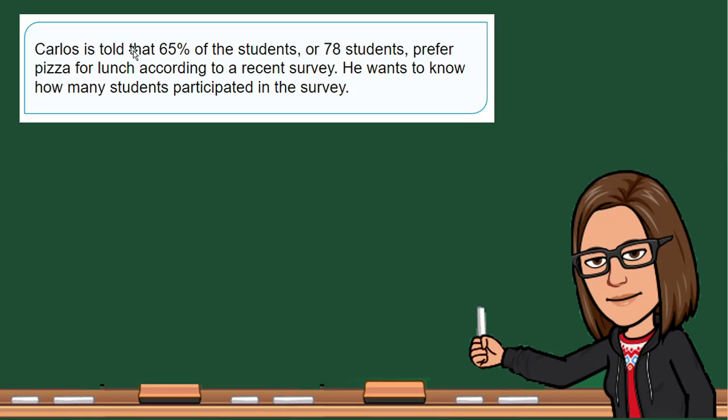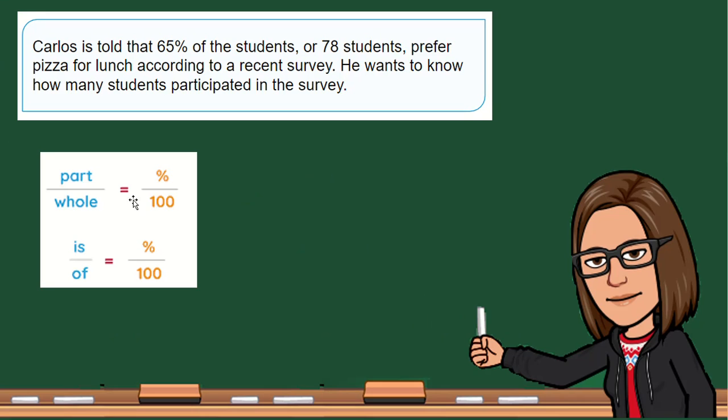In this one, Carlos is told that 65% of the students, or 78 students, prefer pizza for lunch according to a recent survey. He wants to know how many students participate in the survey. So we're going to use the part over whole equals percent over 100. Let's go through this problem.